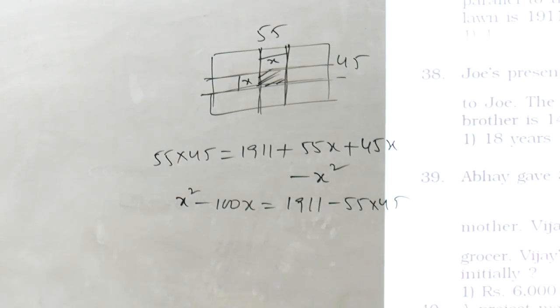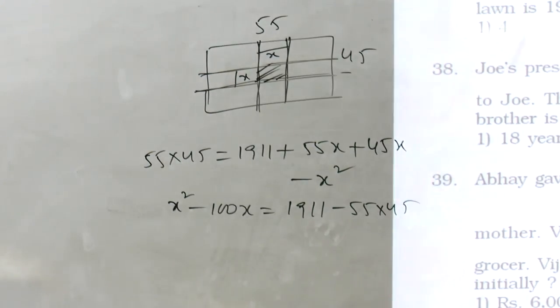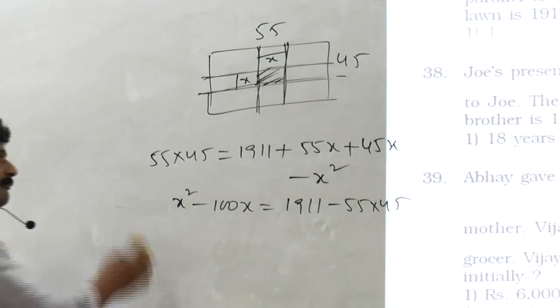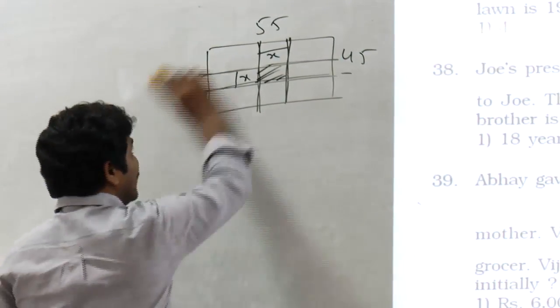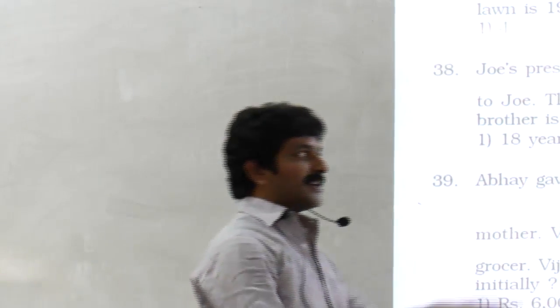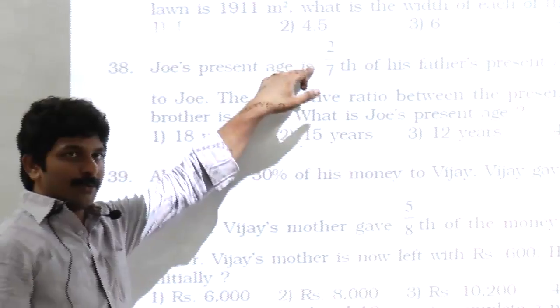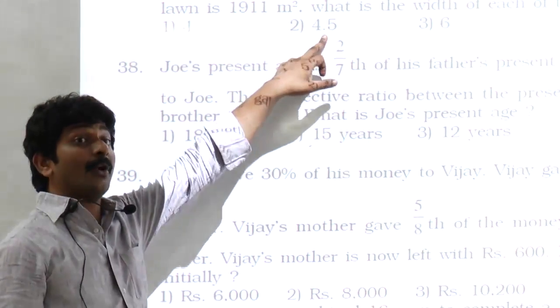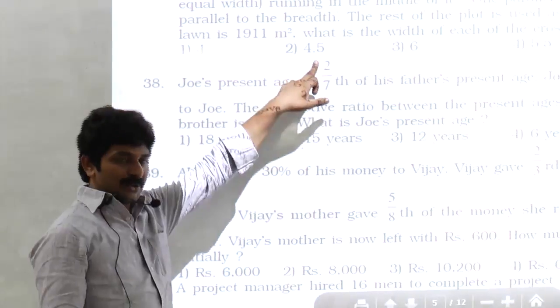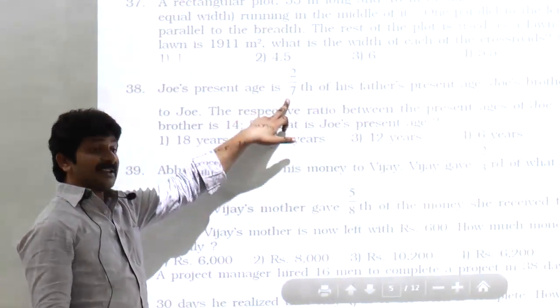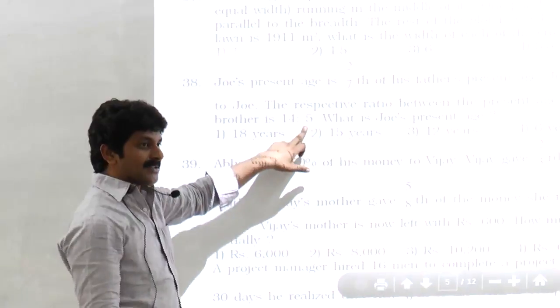Next, 38. Joe's age is 2/7 of his father's age. Joe's brother is 3 years older than Joe. The respective ratio between the age of Joe's father and Joe's brother is 14:5. Who is common here in both the conditions? Father. Here in the first case, if Joe's age is 2 parts, father's age is 7 parts. But here father's age is 14 parts. I want to have 14 here, so let me multiply both numerator and denominator with 2. Then it becomes 4/14. Joe's age 4 parts, father's age 14 parts, brother's age 5 parts.